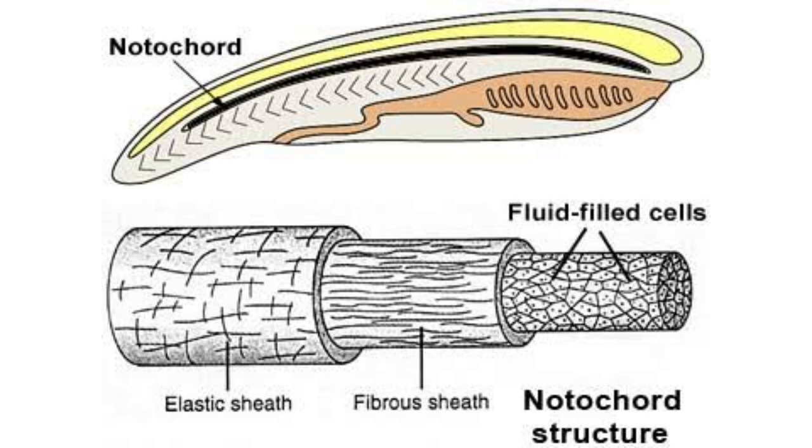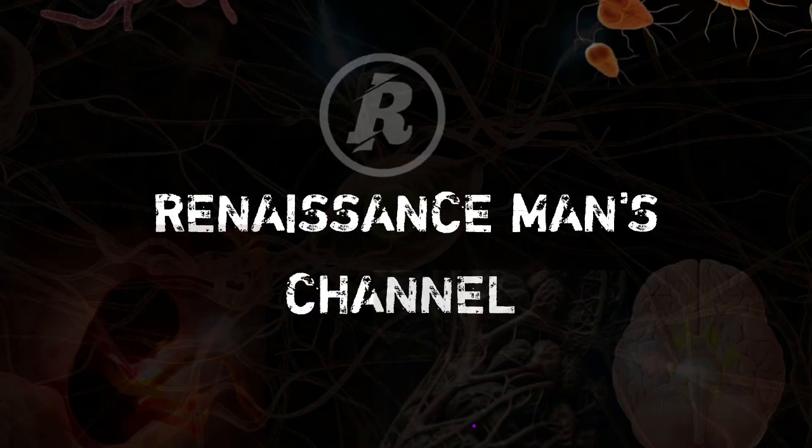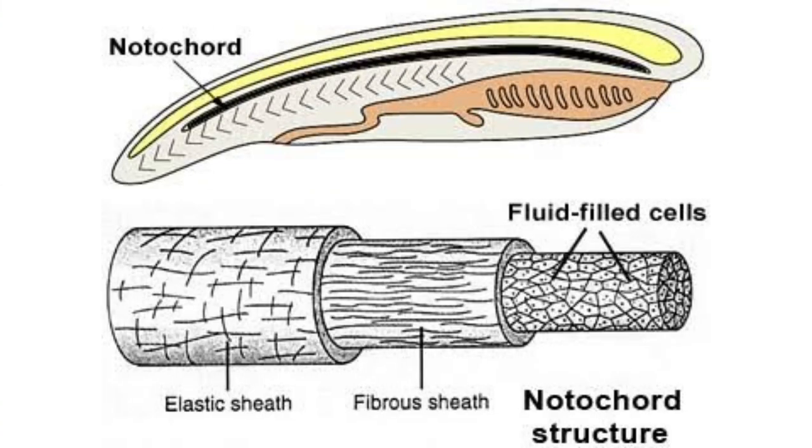This is how the notochord looks. The notochord is internal. Let us take this as an example. This is a developing embryo. You will see that this is the notochord, and it is inside the embryo. You understand? It's a skeletal structure, it looks like a skeleton, and it is encased by what we know as fibrous sheaths. You understand?